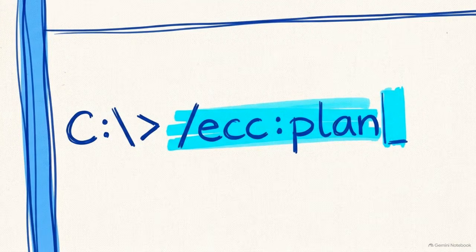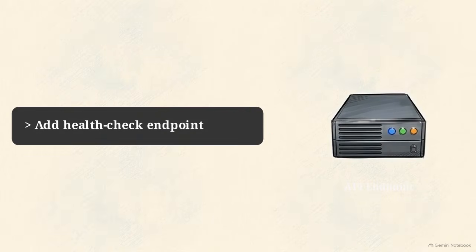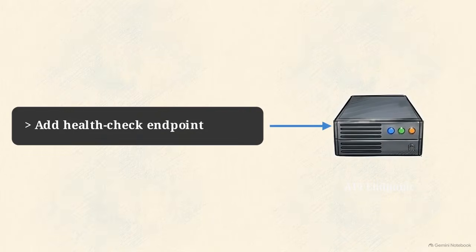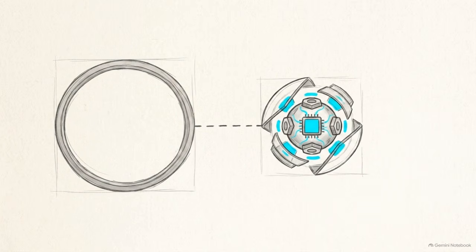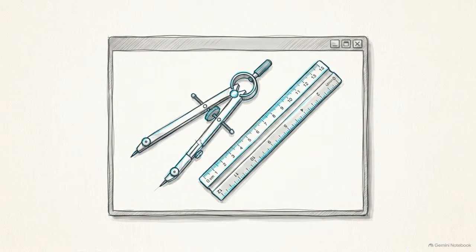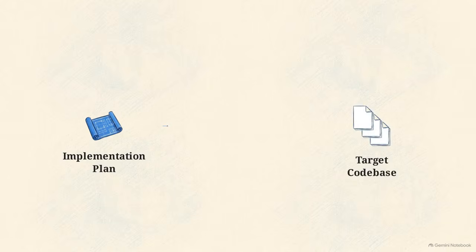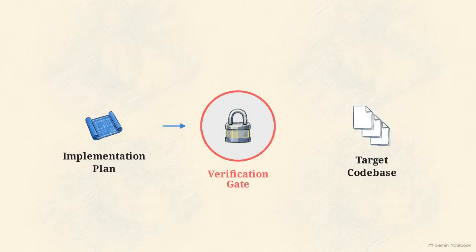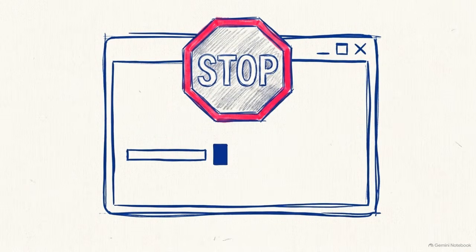Let's test the active framework. Type the command /ECC:plan and ask the agent to add a basic health check endpoint to an API. Behind the scenes, the orchestrator dynamically loads a specialized planner subagent. Instead of a cluttered history, the agent spins up inside an empty window, focusing solely on design. The agent generates an implementation plan, but it will not write the code yet. The framework halts execution at a hard verification gate, pausing the terminal and waiting for your explicit approval.